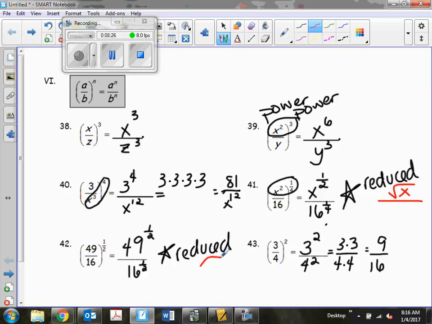the square root of 49. And then 16 to the 1/2 is saying the square root of 16. But we can actually figure out what each one of those is. The square root of 49 is 7, and the square root of 16 is 4. So the answer for number 42 is actually 7/4. We'll come back next video, and you'll see the final answer for number 41.